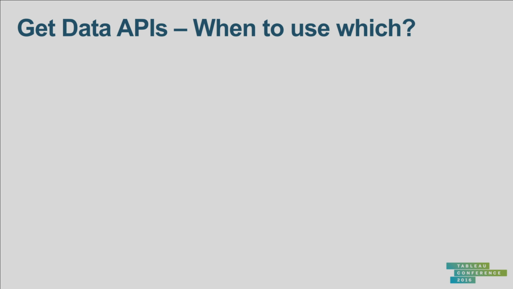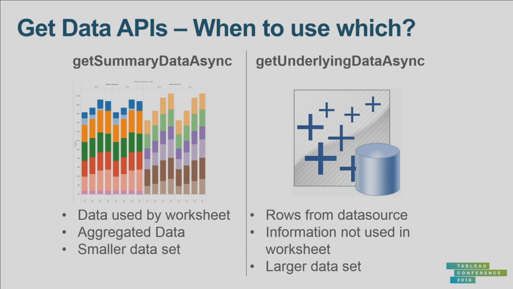I have shown you two different APIs. How do you know when to use which? For getSummaryDataAsync, I would think of it as getting data back that's much closer to the visualization level. The data that you get back is the data that's used only by the worksheet, and it's aggregated, which means you get back the data that is displayed by the viz. And for getUnderlyingDataAsync, you get back rows from the data source. So the format of the data is much closer to what you have in the data source, and it may also contain information that is not used in displaying the viz.